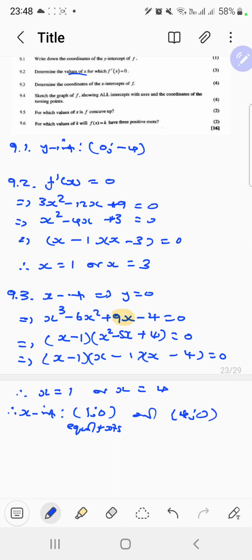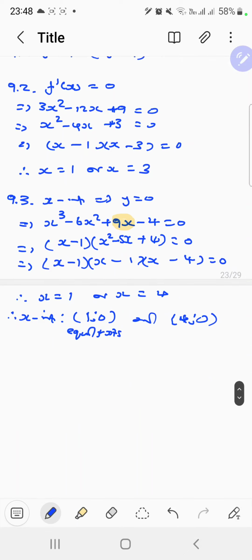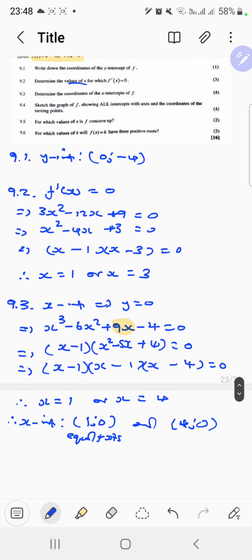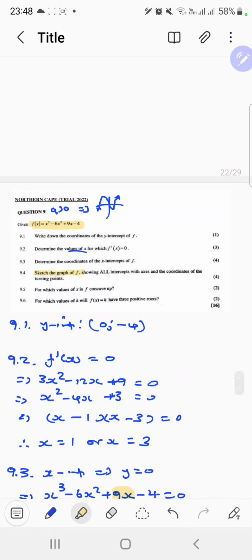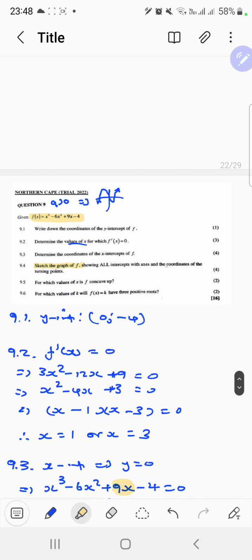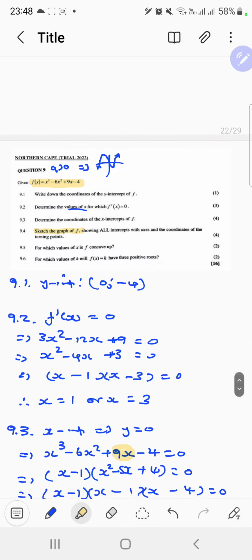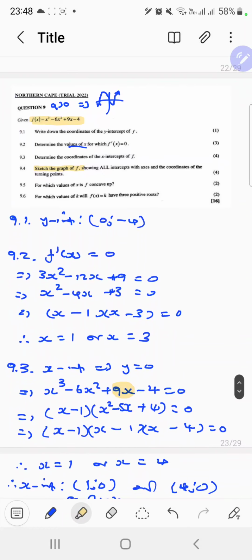Okay, so that is sorted, guys. So we've sorted the x-intercepts. Easy. Okay, I have a bit of space there. So now it says here, sketch the graph of f showing all the intercepts at the axis and the coordinates of the turning points. Okay, that we can handle easily.